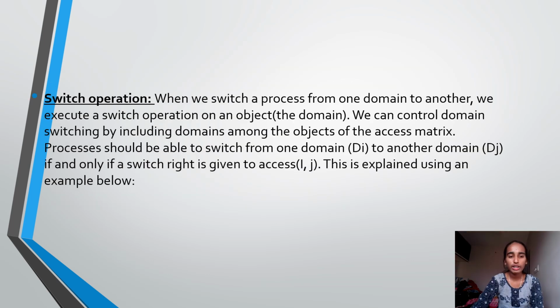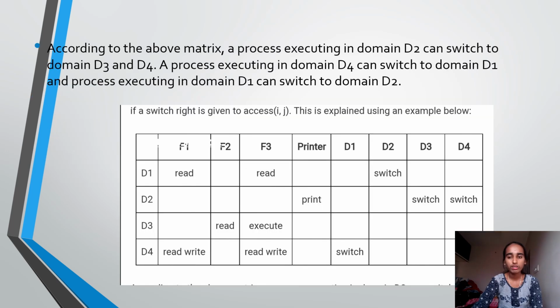Let us move on to the switch operation. When we switch a process from one domain to another domain, we execute a switch operation on an object. We can control domain switching by including domains among the objects of the access matrix. A process should be able to switch from one domain to another, that is Di to Dj, if and only if the switch right is given in the access (i, j) entry. This is explained with an example in the next slide.